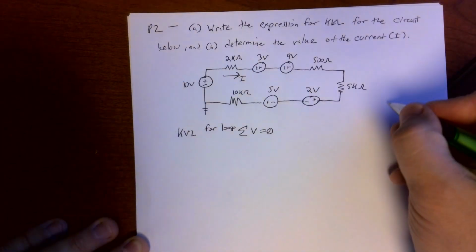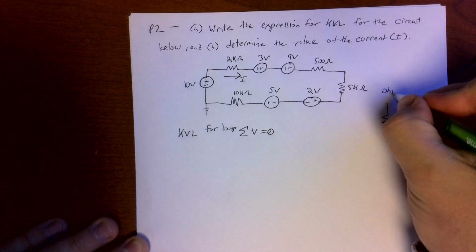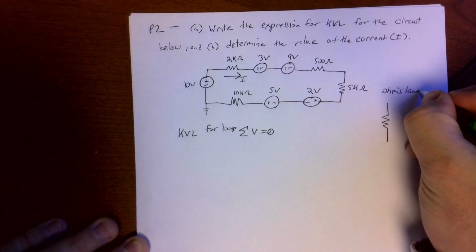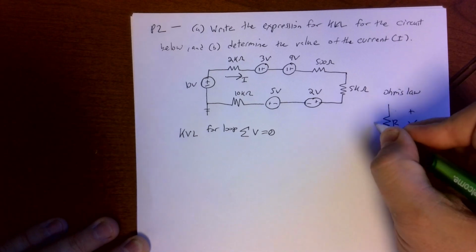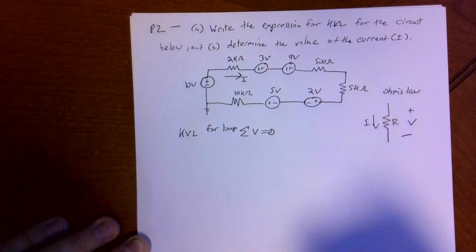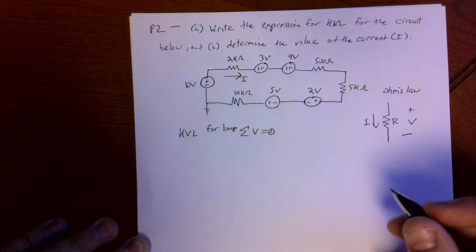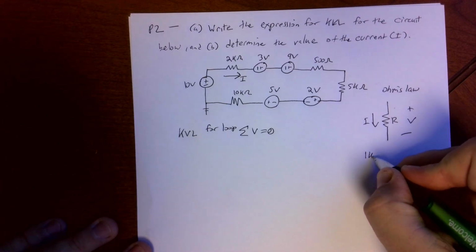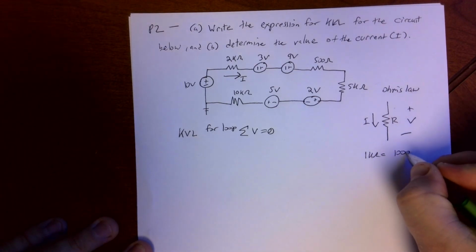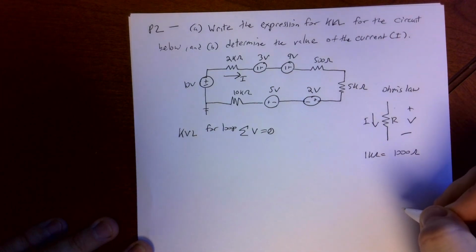And the other thing we can remember is we have good old Ohm's law, that if we have resistor R and some voltage drop V, current flows from positive to negative on a resistor. Okay. We also know the conversion here that 1 kilo ohm is equal to 1,000 ohms. Okay. So we can do our conversions.